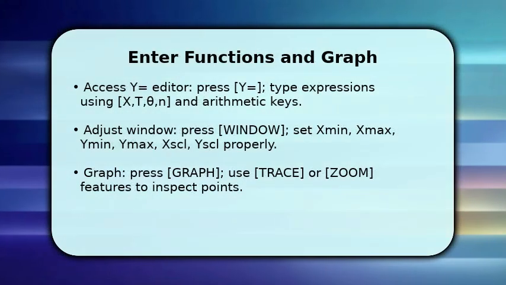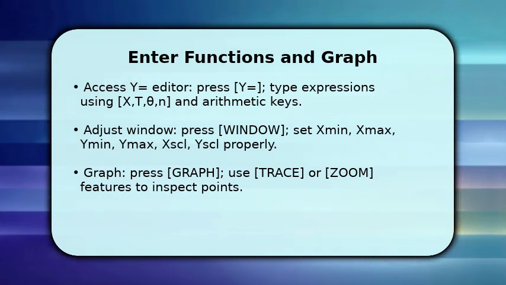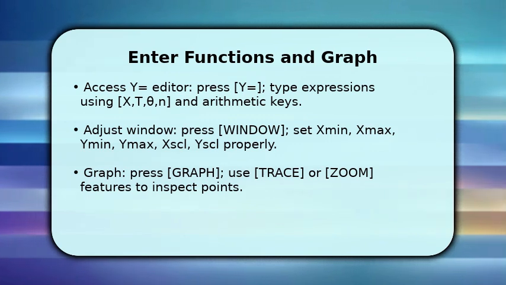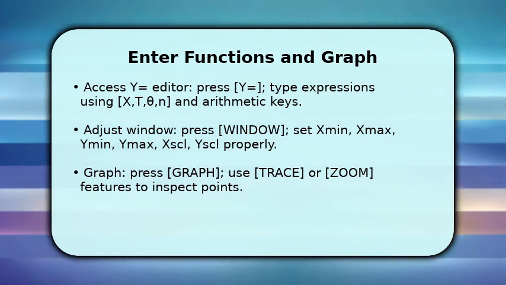You next input equations in the Y= editor and use the X variable button. This tells the calculator what to plot. Then adjust the window so the graph's important features fit on screen. Bad bounds hide roots or asymptotes. Once parameters are set, press graph and use trace to read coordinates or zoom to autofit. Make sure to change Xscl and Yscl for readable tick spacing. That way, you interpret intersections and slopes correctly when analyzing behavior.